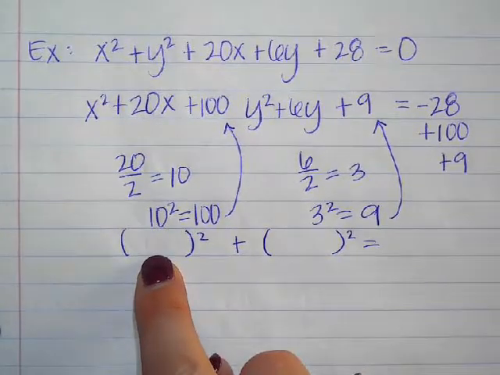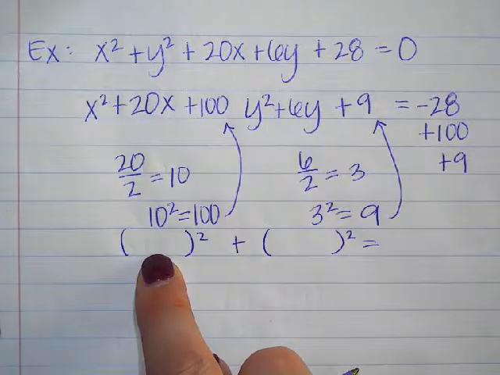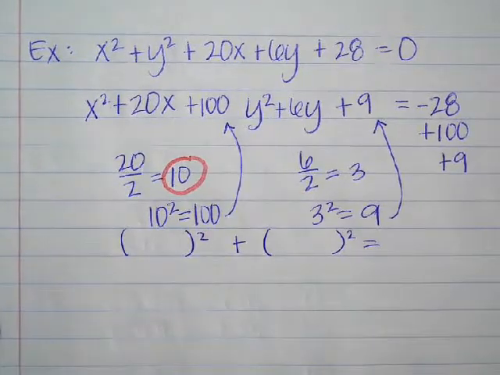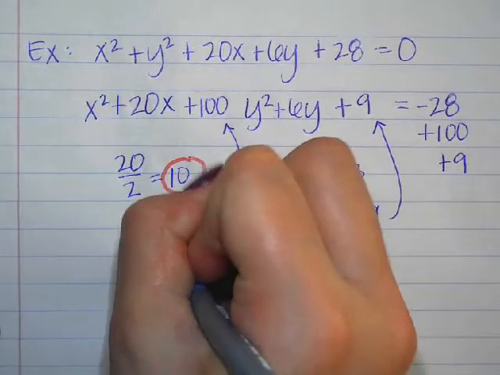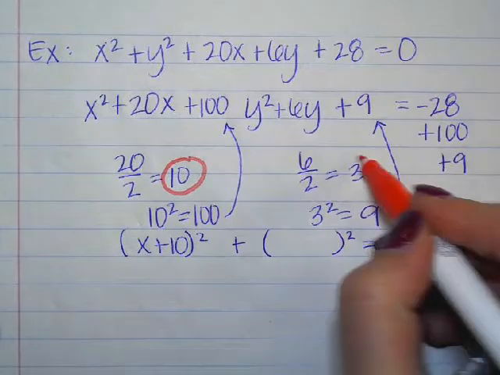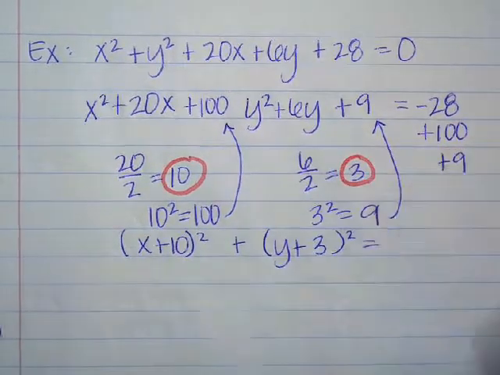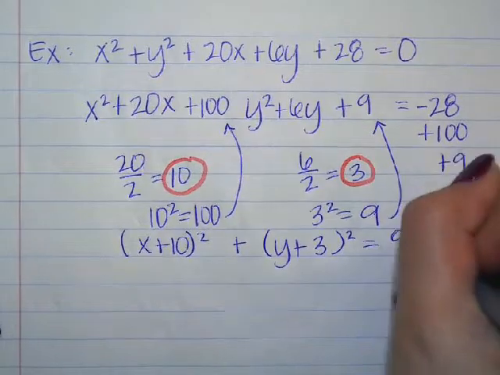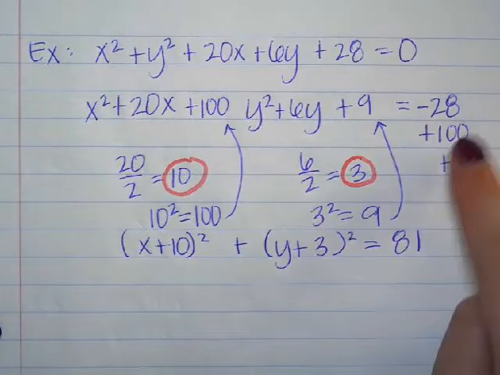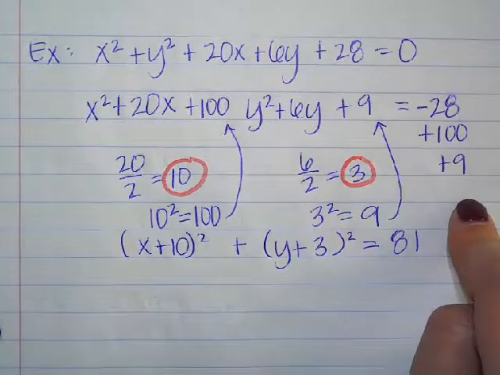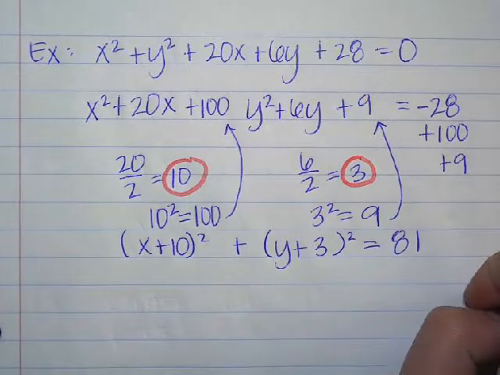And do you guys remember what goes in the parentheses? The one that you squared, so it would be like the 10. Yep, so whatever you got when you divided by 2, the number that you squared is exactly right. So x plus 10 squared plus y plus 3 squared equals 81. So negative 28 plus 100 plus 9. It's not that bad. Is that it? That's it.